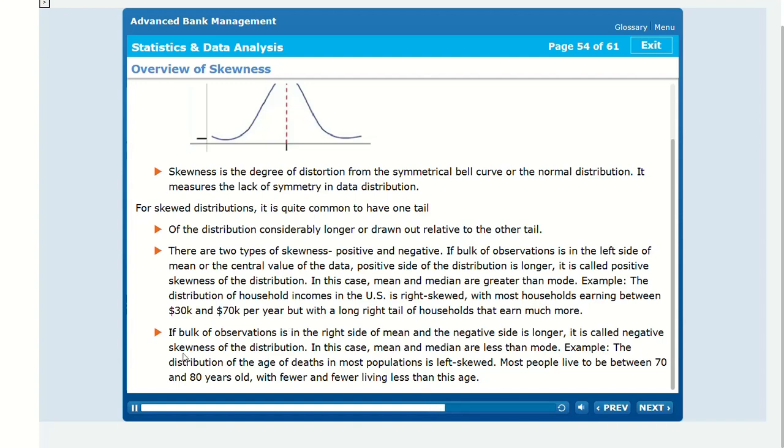If the bulk of observations is on the right side of the mean and the negative side is longer, it is called negative skewness of the distribution. In this case, mean and median are less than mode. Example, the distribution of the age of deaths in most populations is left skewed. Most people live to be between 70 and 80 years old, with fewer and fewer living less than this age.